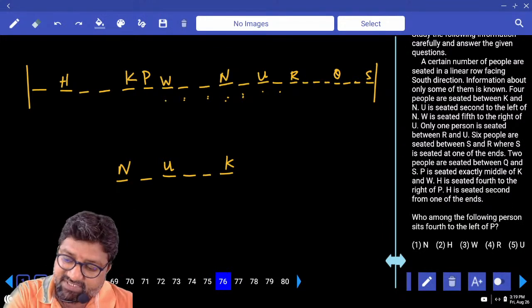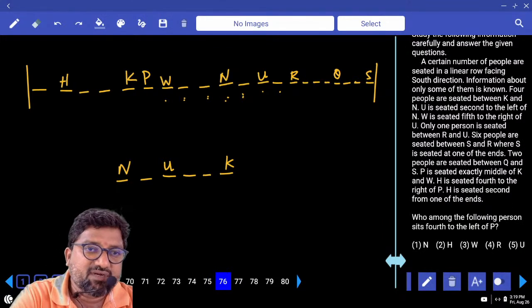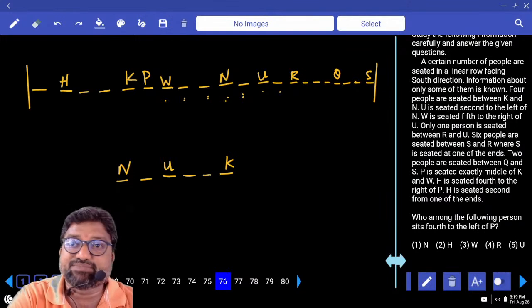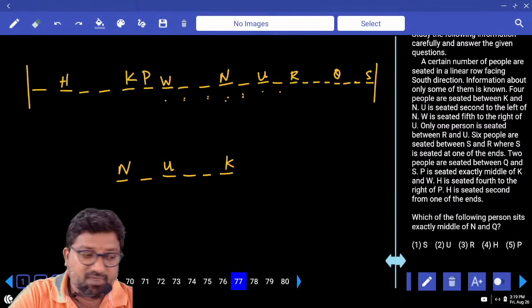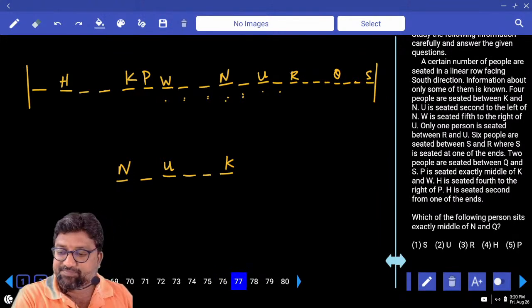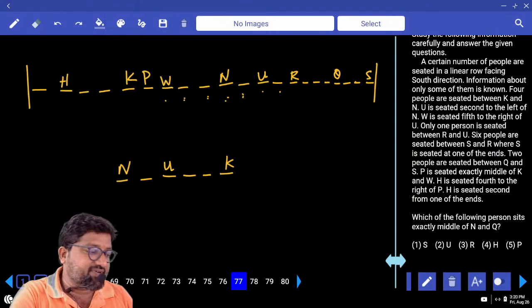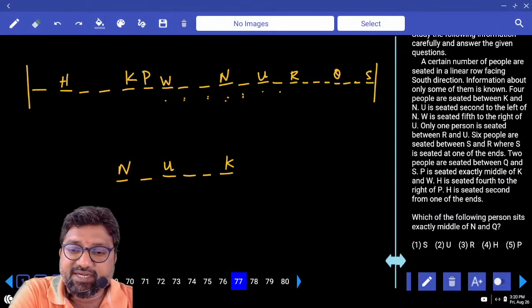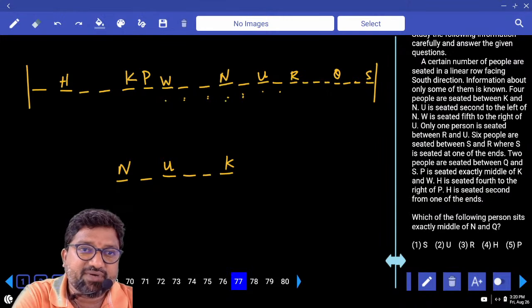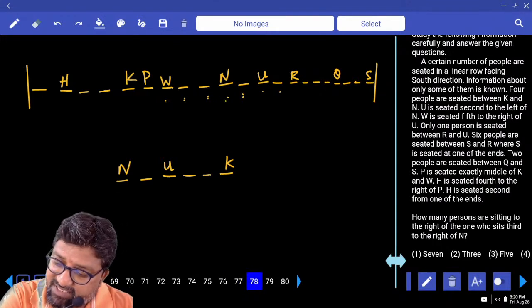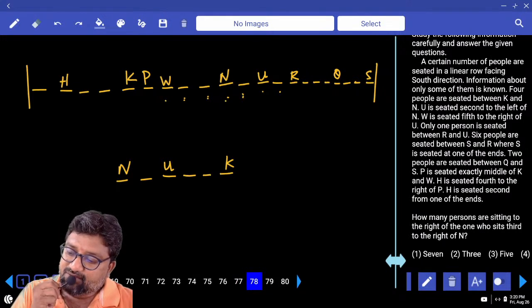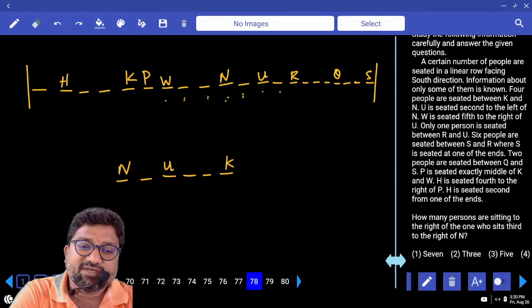Who amongst the following persons sits fourth to the left of P? Fourth to the left of P means our right, because they are all facing south. What's the answer? N. Who amongst the following sits exactly in between N and Q? Who is sitting exactly between N and Q? R.